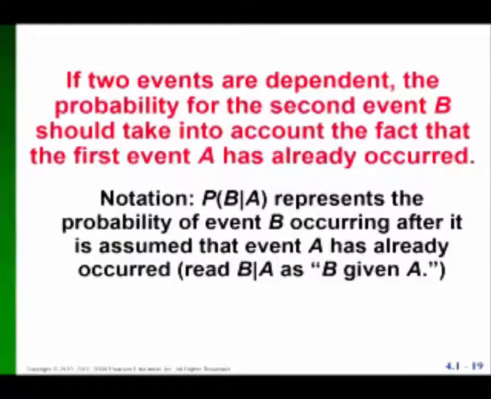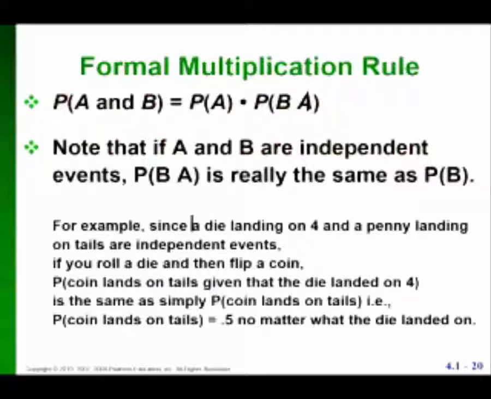So the formal multiplication rule says if you want the probability of A and B, you find the probabilities independently of each other and then multiply them together. Just multiply them together instead of add them. But if A and B are dependent, then this vertical bar... I don't know why these two vertical bars got scooched in the wrong place. They're supposed to be here and here. Just put those vertical lines in on your notes.